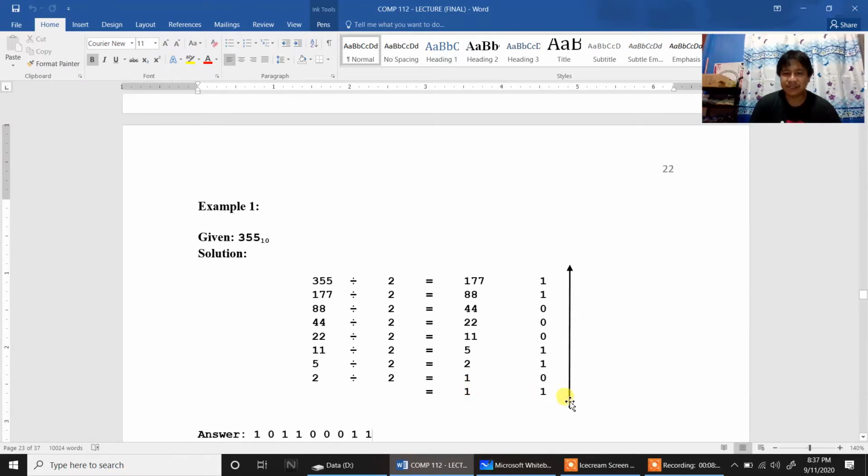So, we read the binary from bottom to top. So, that's why we get the result 1, 0, 1, 1, 0, 0, 0, 1, 1. So that's the answer for the 355. So when you try to convert this back to decimal, the result is the same, 355 again. Okay? Now, let's try to have another example.